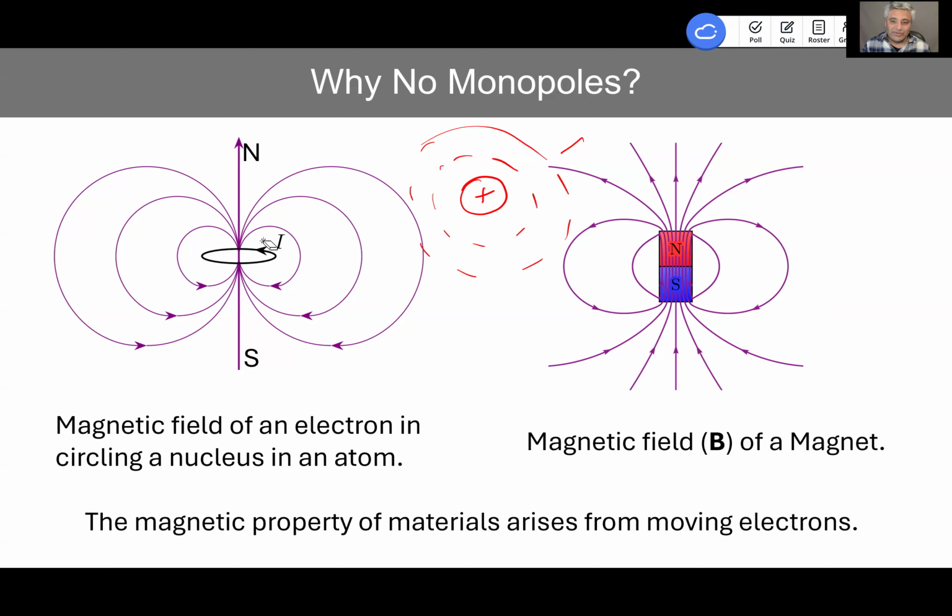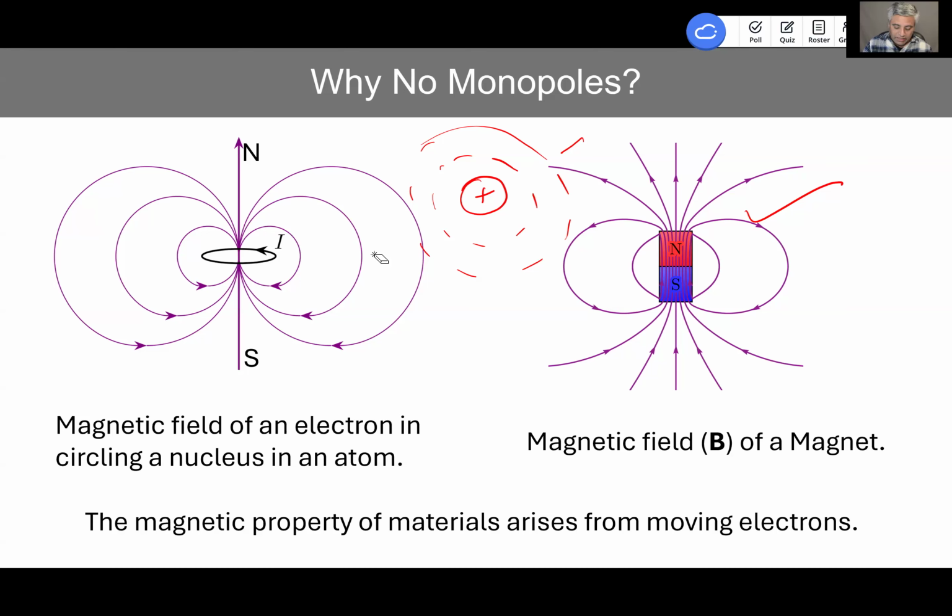and every material, remember, has positive and negative charge, right? So even if we have a single electron, the electron is moving, so it acts like a loop of current, okay? And then you notice there are magnetic field lines going, just like in the case of a magnet.